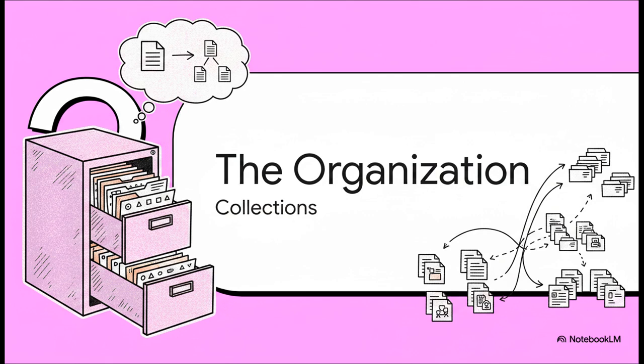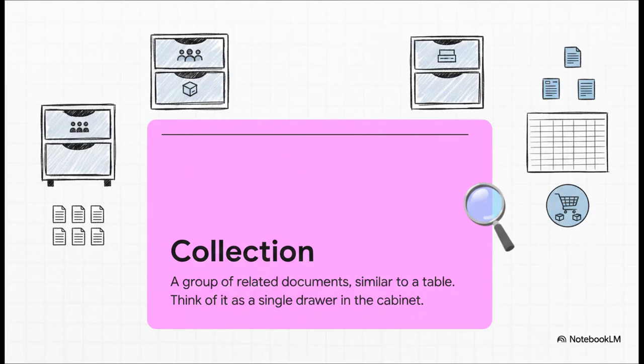Okay, so we've got our filing cabinet. Obviously, we need a way to organize the files inside, right? We can't just throw everything in together. And that's exactly where collections come into play. A collection holds a group of related documents, just like a single drawer in that cabinet holds a set of related files. So you might have a users collection, a products collection, and an orders collection. It's pretty similar to the idea of a table in a traditional relational database.